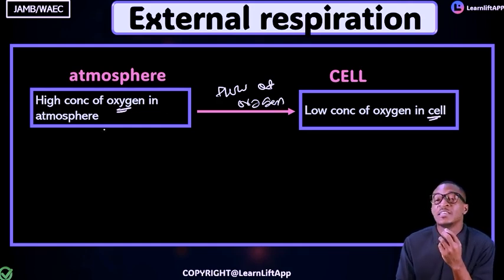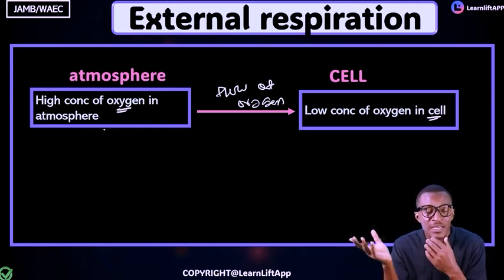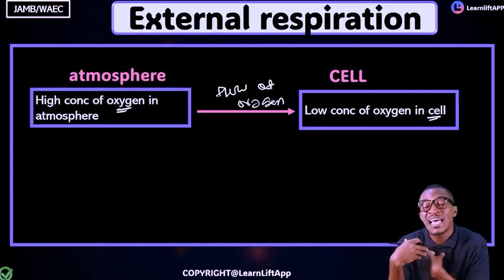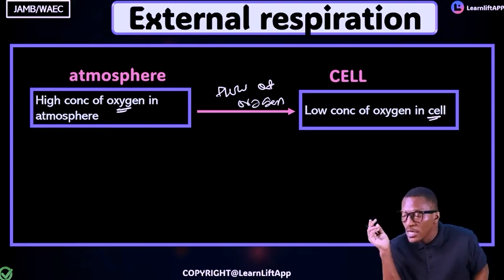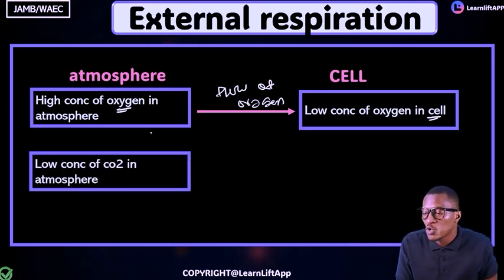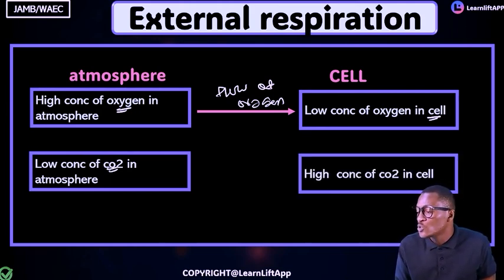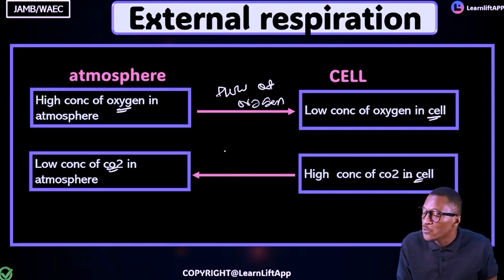Look at it. In the external environment, there's a high concentration of oxygen, but inside the cells, there is low oxygen. What happens? Oxygen will flow in. Now, but look at it. If there is a low concentration of CO2 in the atmosphere, and we have a high concentration of CO2 in the cell, what happens? CO2 is going to flow out.